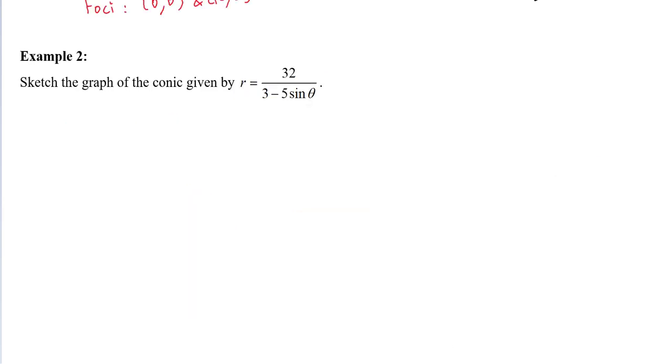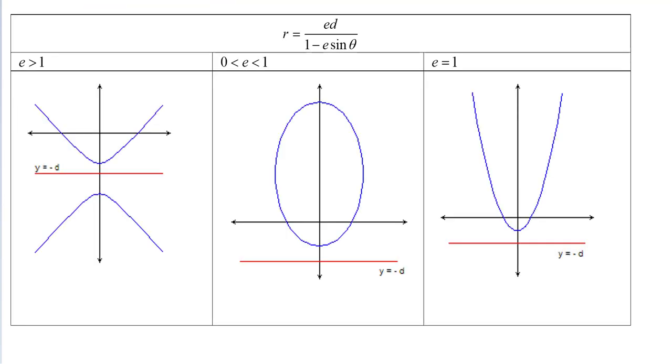Now we want to look at the next example. It's got r equals 32 over 3 minus 5 sine theta, which is similar to r equals de over 1 minus e sine theta. Now if you recall, it is one of these. So if e is greater than 1, it's a hyperbola, and one of the hyperbola is open upward.